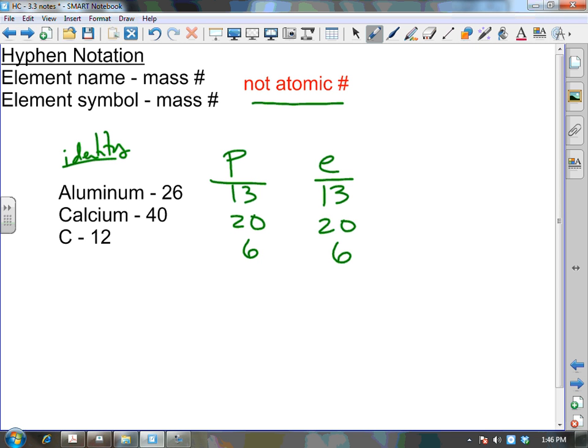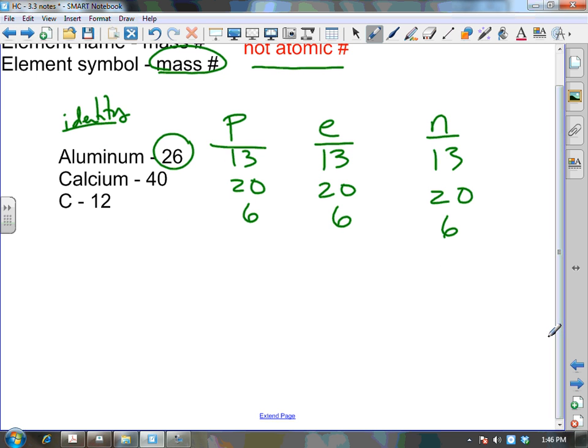Now if we want to find the number of neutrons, this number here is the mass number. Mass number minus protons gives us the neutrons. So 13, 20, and 6. Now you might be wondering, well, in all the examples, they're the same. Well, what starts to happen is after calcium, the number of neutrons start to change more rapidly, and you will see a greater discrepancy the farther down we go on the chart.